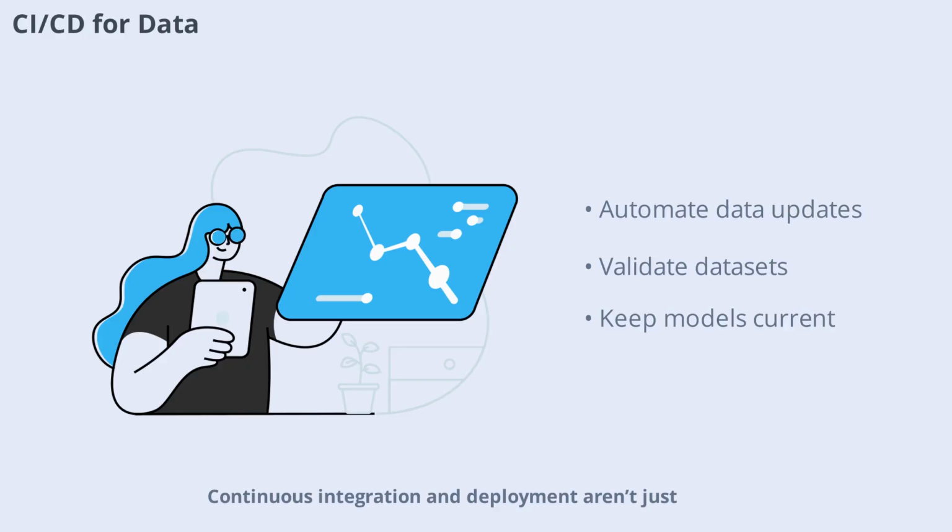Continuous integration and deployment aren't just for code, they apply to data too. Automated pipelines can validate, transform, and deploy new datasets, ensuring that models always use the latest and most accurate information.